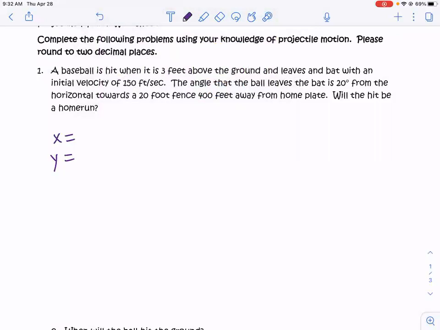Isaac, what's the X equation? Okay, good. Jalen, what's the Y equation? All right, so this time we actually do have an initial height of +3, okay? So a baseball is hit 3 feet off the ground, 150 feet per second initial velocity, 20 degrees from the horizontal.